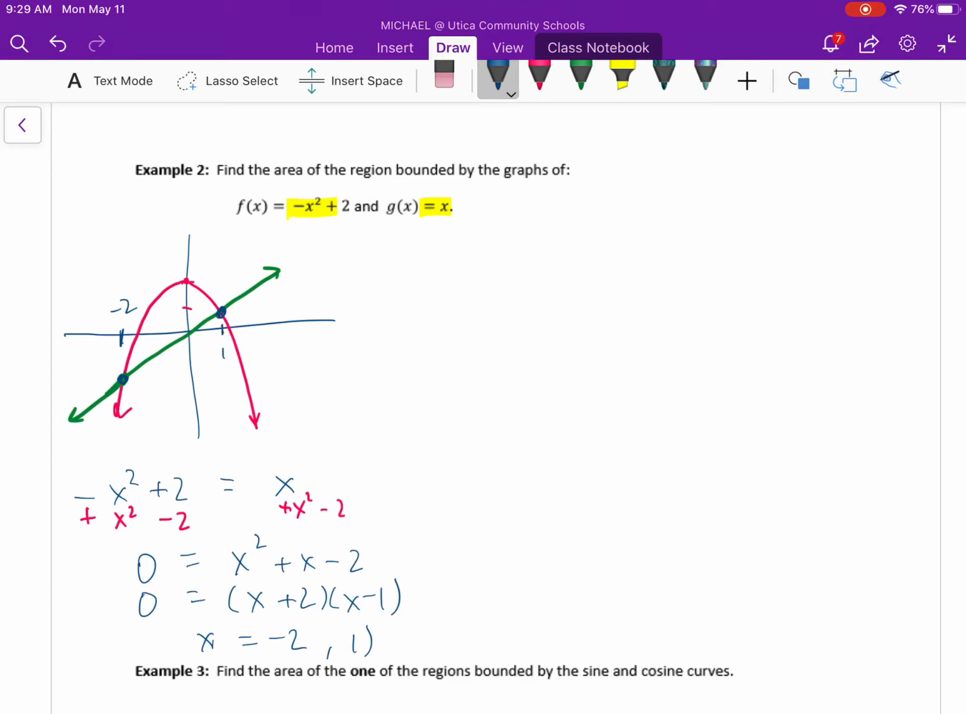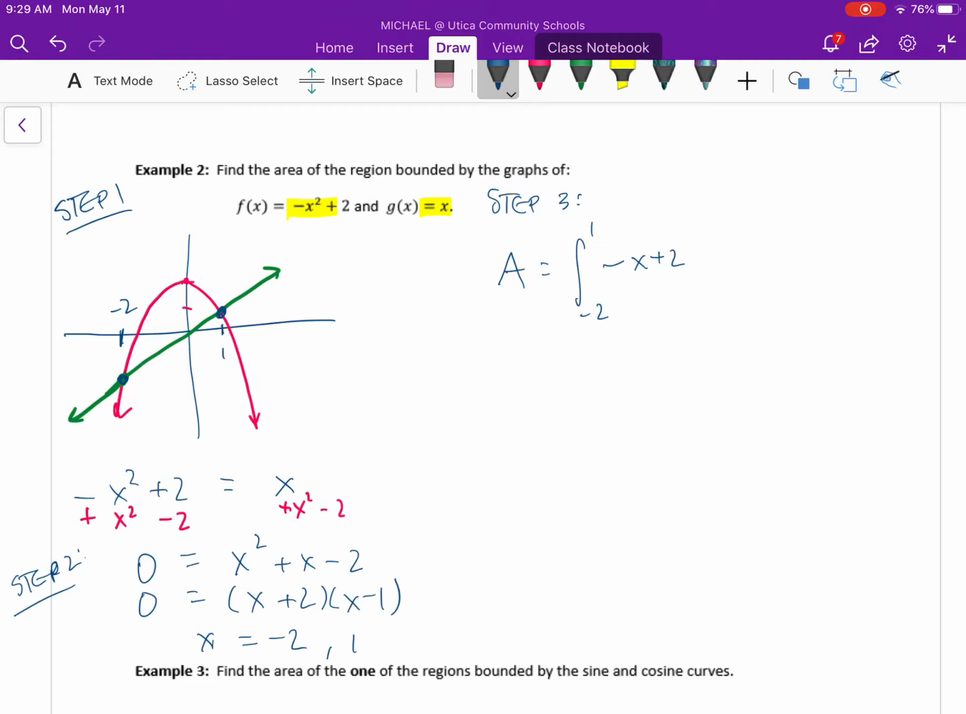So that would be my negative 2. That would be my positive 1. So now I can see where my endpoints are. So that was step 1. Well, I'll call step 1 graphing it. I'll call step 2 solving for their endpoints. And now step 3 is going to be finding the area. And the area is going to go from negative 2 to 1.